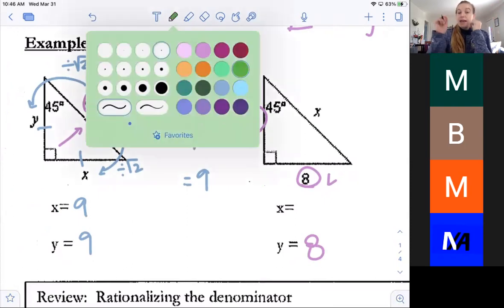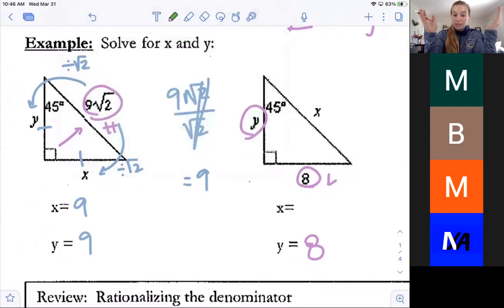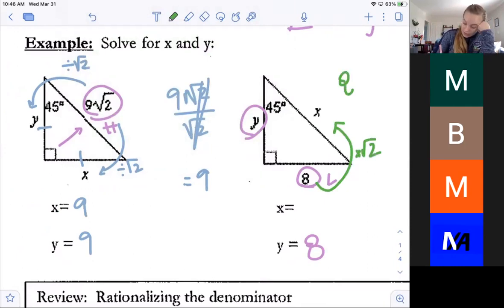Now I have the legs and I want to go to the hypotenuse, which is bigger. So in order to go to the bigger side, I have to multiply by root 2. So I'm going to do 8 times root 2. Well, that's just 8 root 2. That's all that is. And those are my answers, 8 and 8 root 2. Any questions so far?